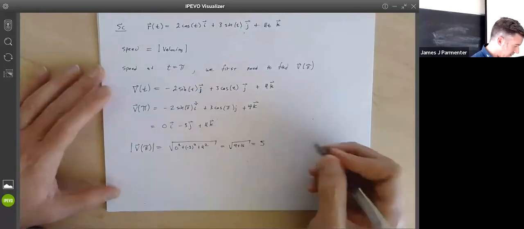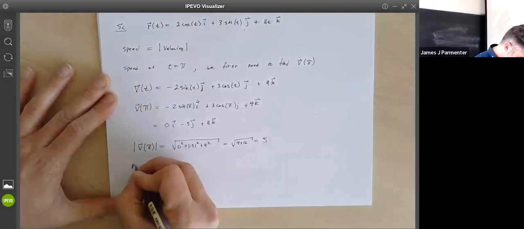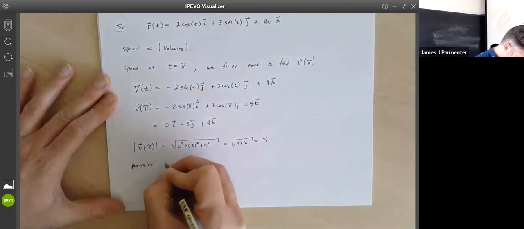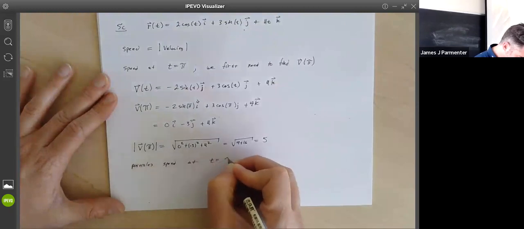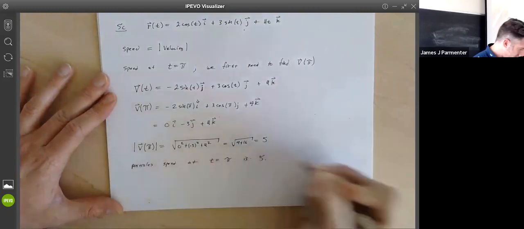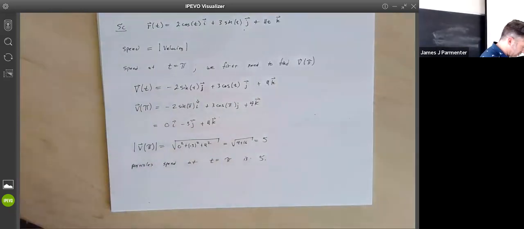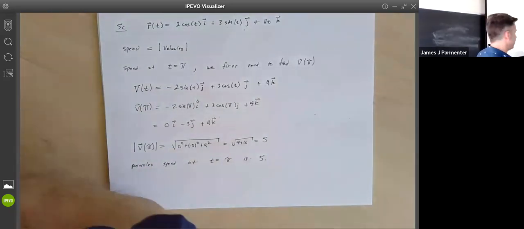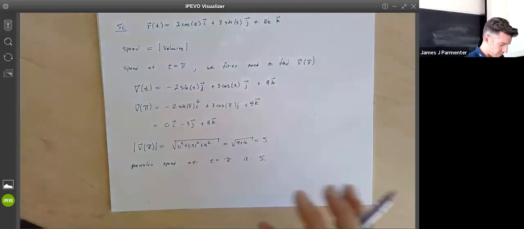So I would write some words, right? I would say the particle speed at t equal to pi is 5. And I wouldn't even deign to put any units because there aren't any units given in this problem, right? So if they say it's moving so many feet per unit of time, then you should put units, but usually units are not really a big part of what we're doing here.